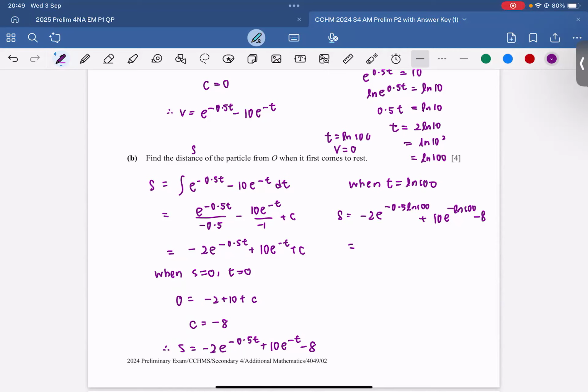Very easy. Okay, I get -8.1. So please take note, the question asks for distance. So you don't just write this. So you say therefore distance is 8.1 meter.